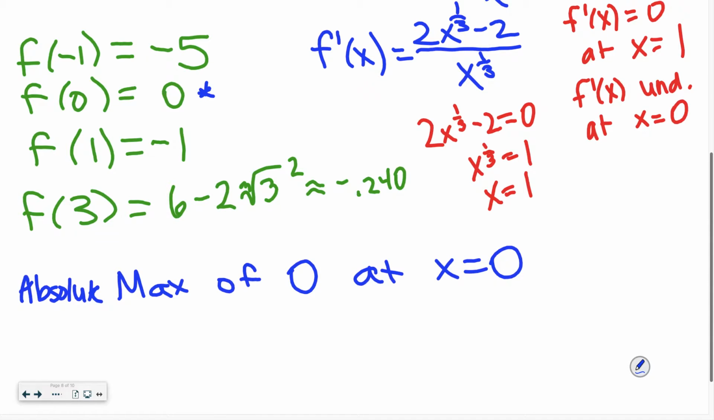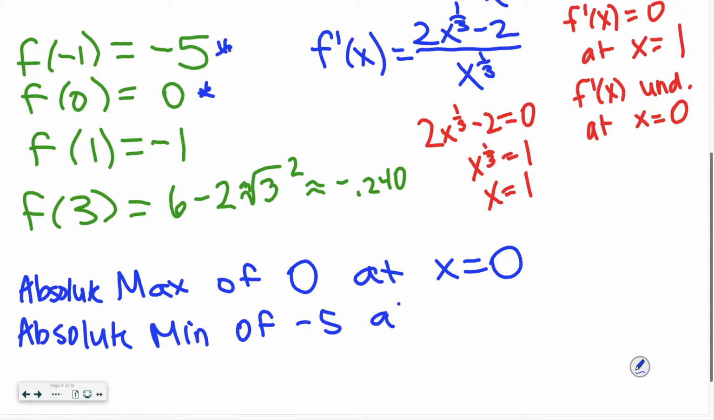I'm just writing it a different way for you to kind of see what we're talking about here. What's the smallest number you see? -5. We have an absolute minimum of -5 occurring at x equals -1. It's the y value that tells us min or max, and it's occurring at whatever the x value is. Questions?